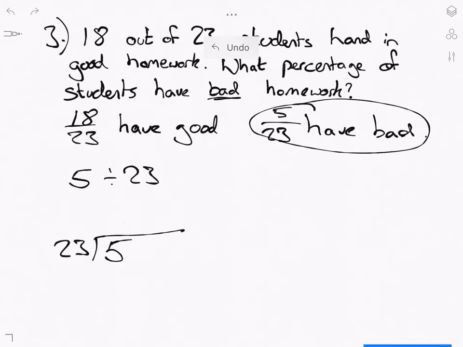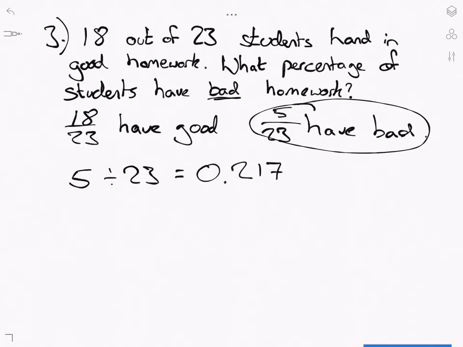But I'm sure you all do have calculators, so we're going to use a calculator. So if you just type it in, 5 divided by 23, and make sure you press the change button, and we just get this really long horrible decimal. 0.217391, and it keeps going. Okay, so we've changed it into a decimal now.